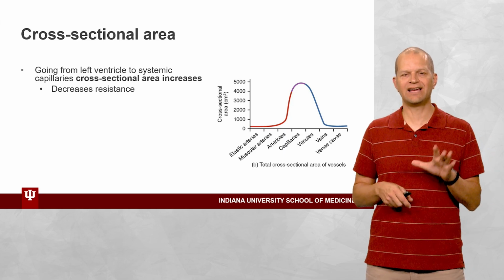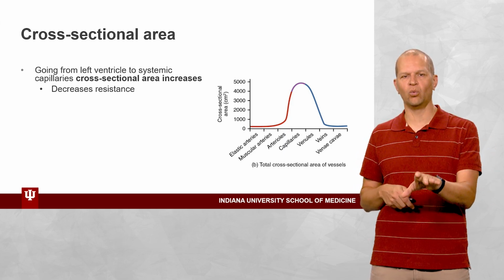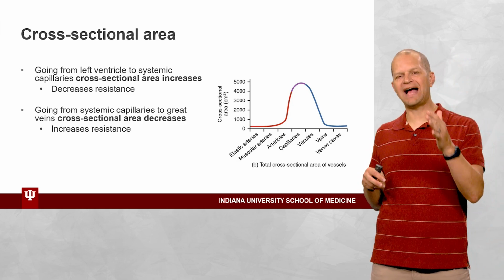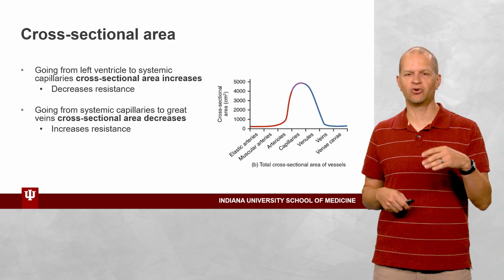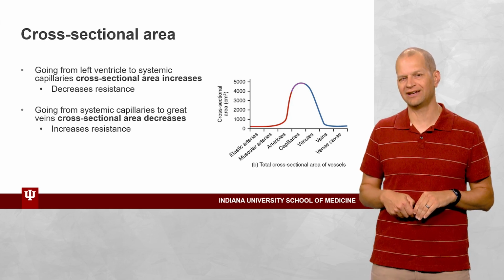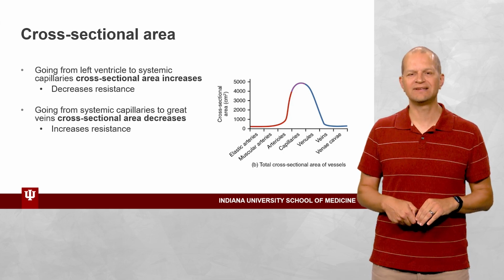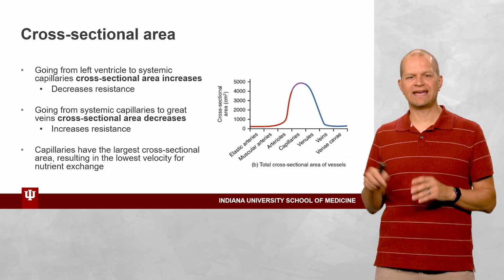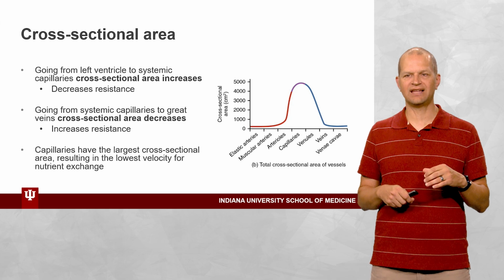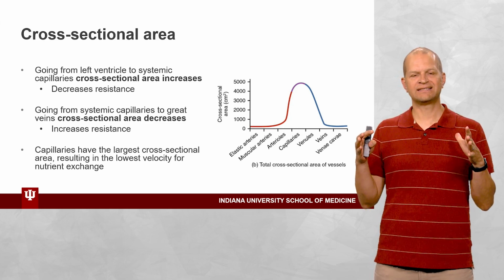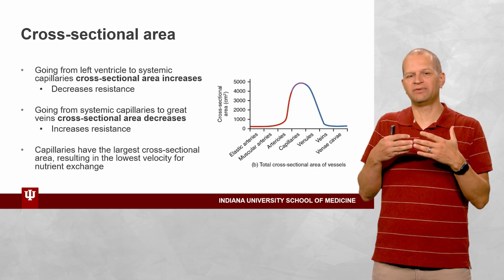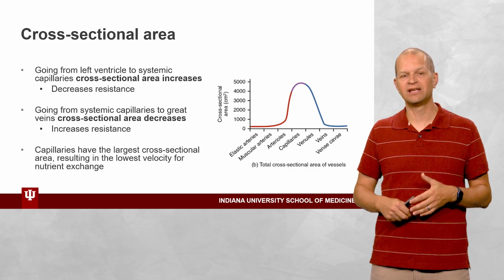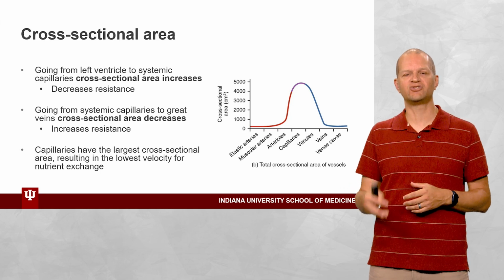Similar to the last slide, we're just focusing on this one factor. Okay? When we go back from capillaries to veins, total cross-sectional area decreases, which means our resistance increases. Okay? So just to recap, capillaries have a huge cross-sectional area, and this is important because one, it means that red blood cells and blood just generally doesn't have to travel very quickly through it, which allows time for exchange to occur.